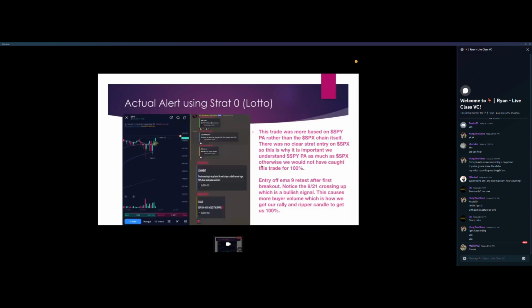So notice this entry, let's go back. Notice the 9/21 crossing up, which is a bullish signal. This causes more buyer volume, which is how we got our rally and Ripper candle. What's the Ripper candle? This is the Ripper candle. A Ripper candle is basically a bullish engulfing candle that goes to a higher high of day. I just call it the Ripper candle. It's not an actual trading definition, but it's just something I say.